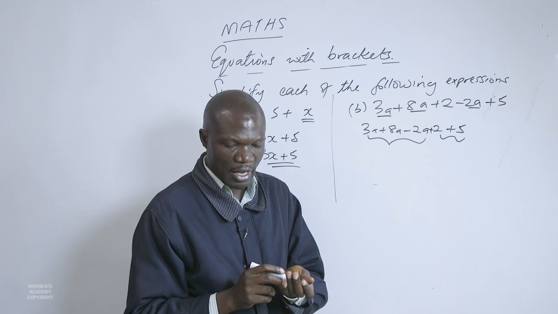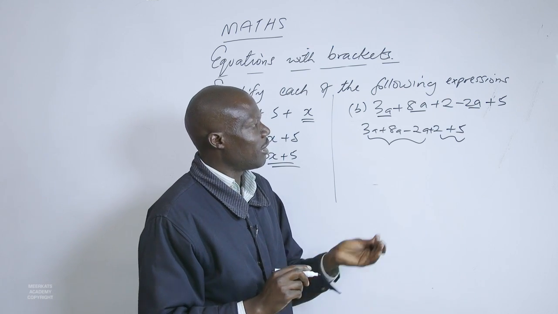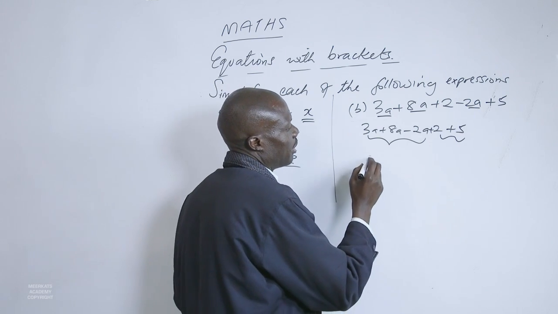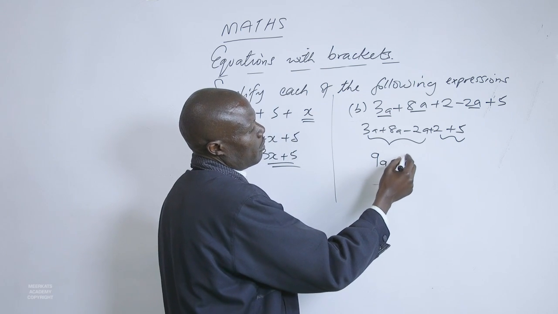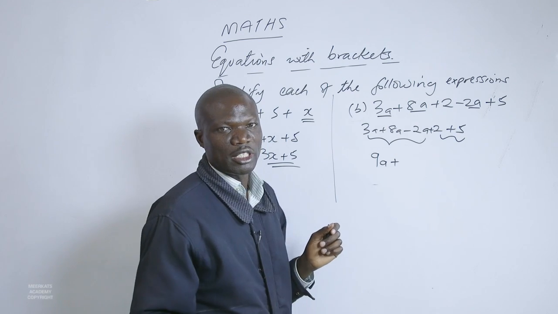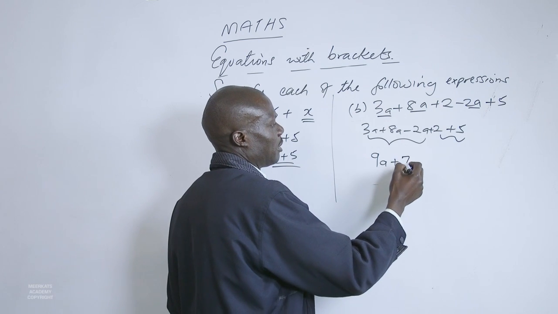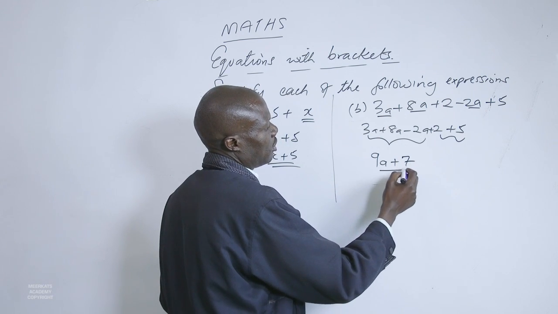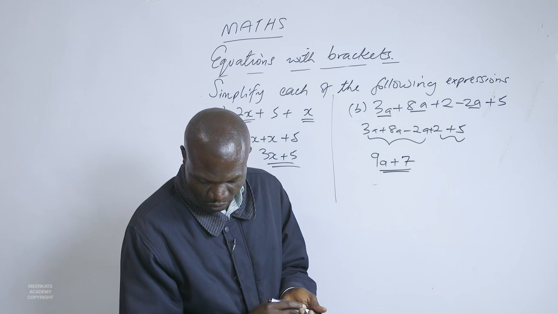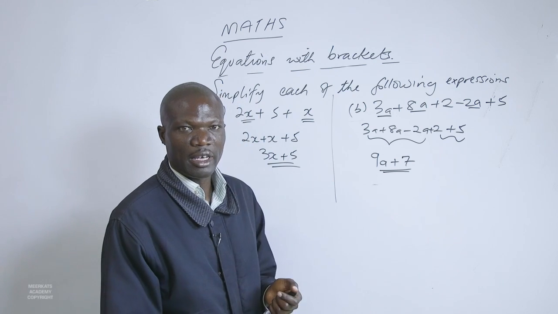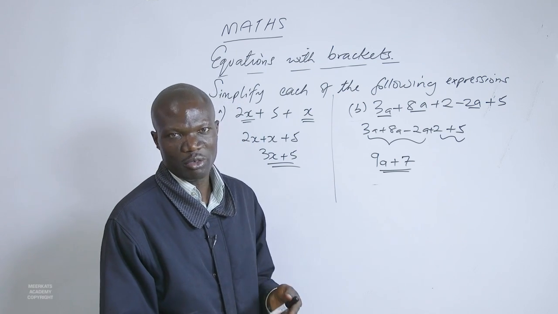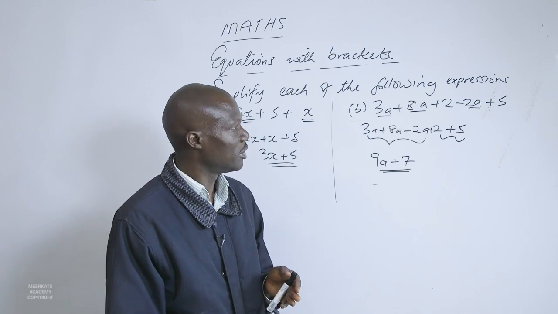3a plus 8 gives us 11. 11 minus 2a will give us 9a, and then plus, that is 2, 2 plus 5 gives us 7. So when you simplify this, you'll find that you have 9a plus 7 as your simplified expression.